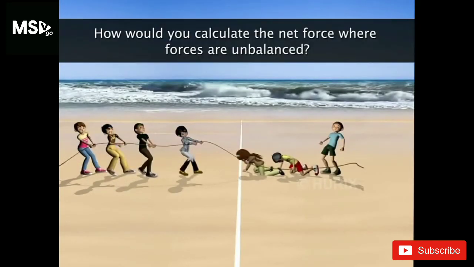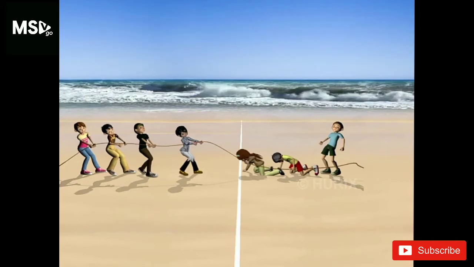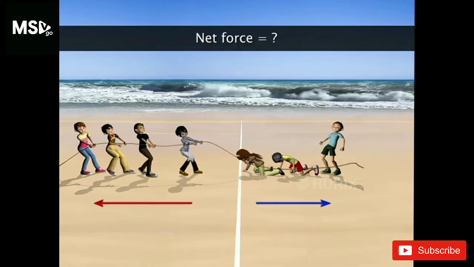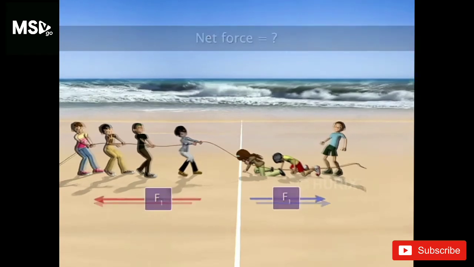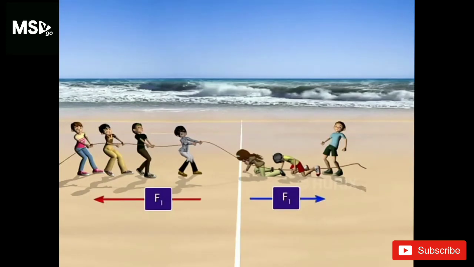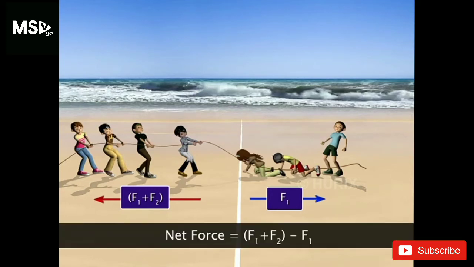How would you calculate the net force where forces are unbalanced? When unbalanced forces act in opposite directions, their combined force or net force is equal to the difference between them. For example, suppose Sam applied a force of F2 units to the rope. Therefore, the total force exerted by his team would increase to F1 plus F2 units. Net force on the rope would become F1 plus F2 minus F1 units.